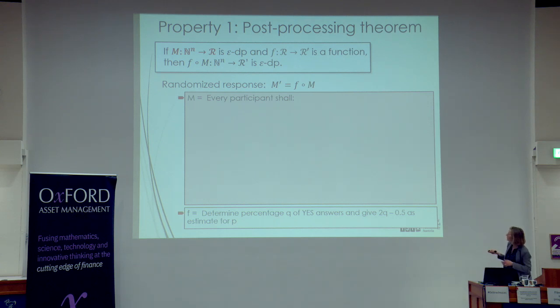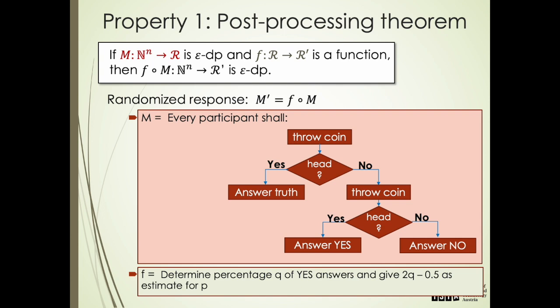So for randomized response, this means as follows. So you can really break it into two pieces. The first part, which is what every participant had to do. Yeah? This is really the mechanism. And you get these answers, yes or no. This will be the mechanism. And we will show that this here is epsilon differential private. And then taking all these answers, figuring out the percentage Q of yes answers and outputting 2 times Q minus a half is just a function F. It's just post-processing, okay, of this differential private output that we got here from the mechanism.